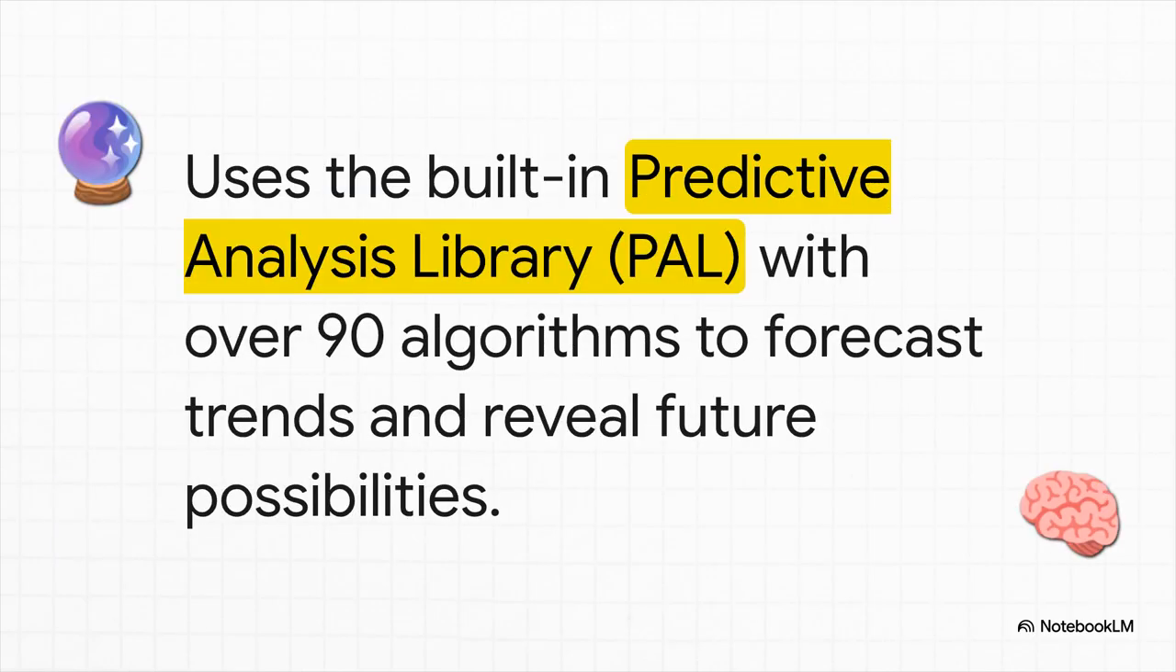Then we've got predictive analysis. SAP HANA has something called the Predictive Analysis Library, or PAL, which is a library of over 90 built-in machine learning algorithms. This lets you do things like forecasting, clustering, and classification right on your data. And this is the key, without having to move it to a separate system. You can build models to predict what's going to happen next right where your data lives.